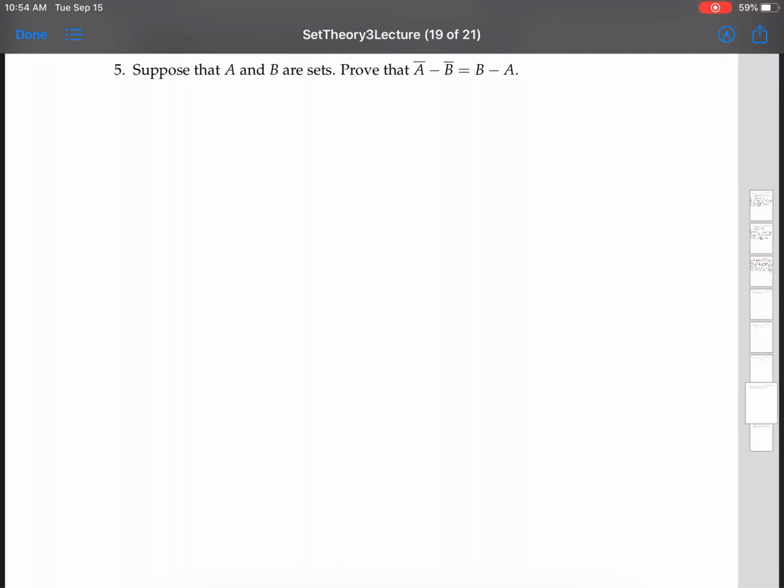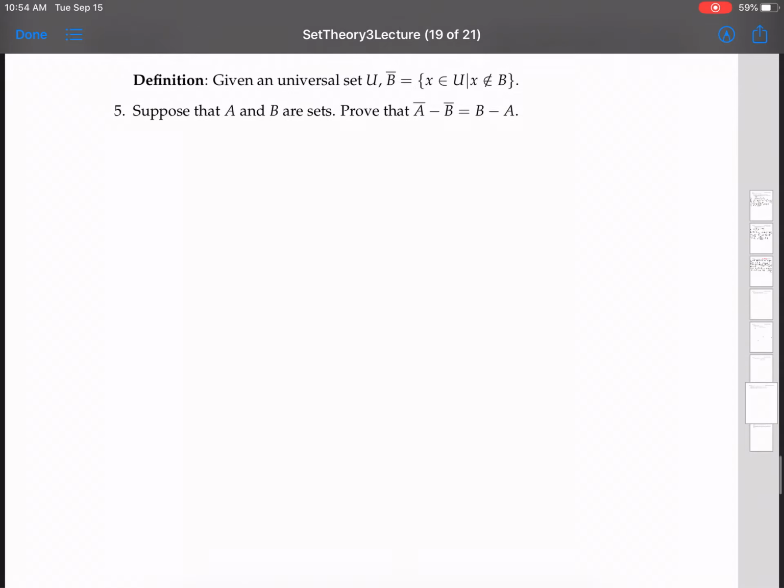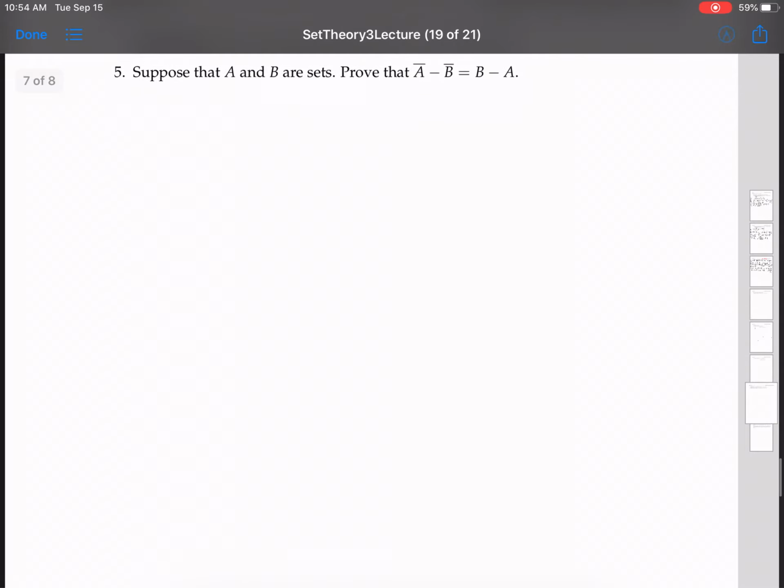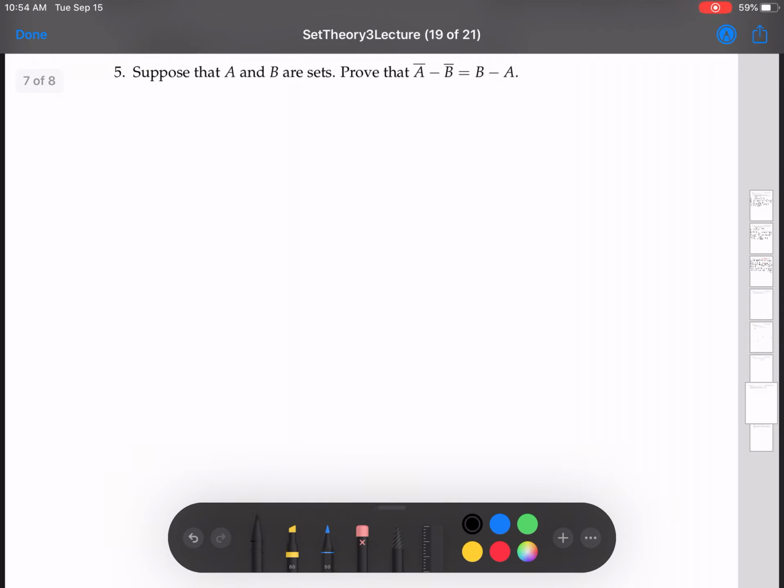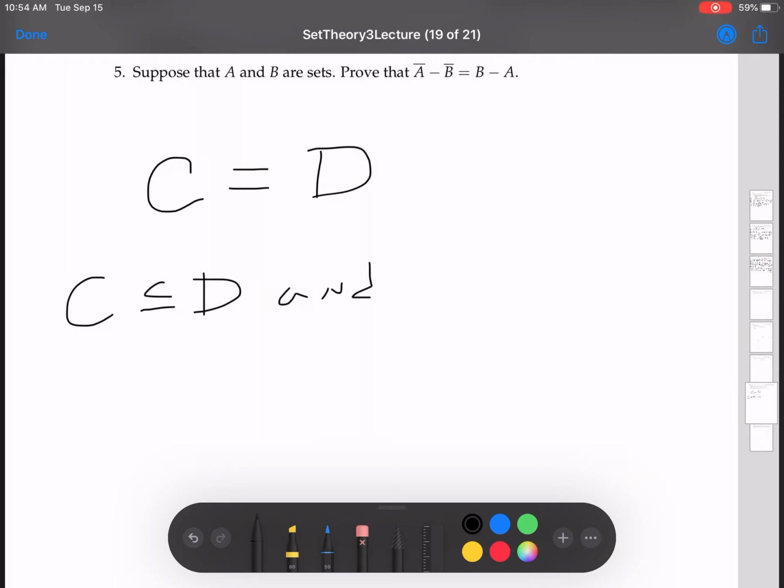All right, so remember as I talked about earlier, the way we prove two sets are equal, let's say to prove that set C is equal to set D, we prove that C is a subset of D and D is a subset of C. So that's what we're going to do here.